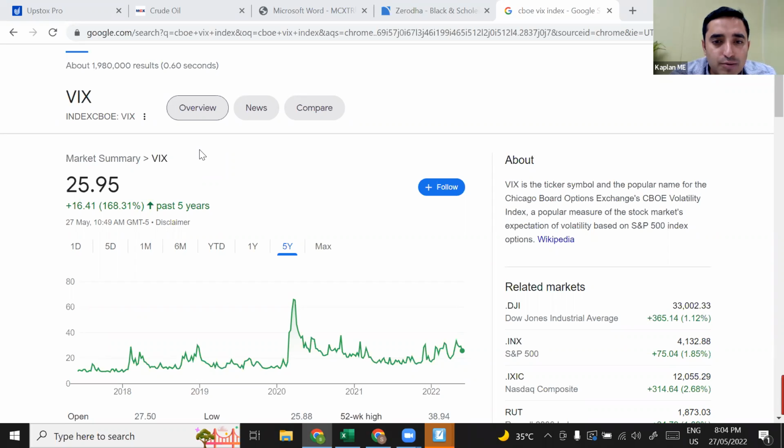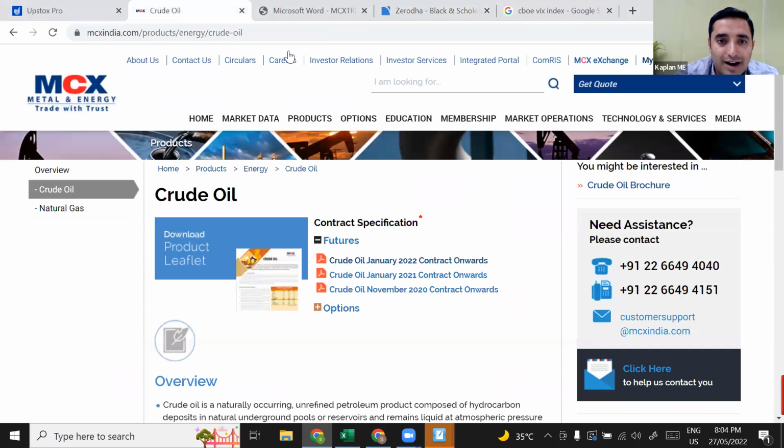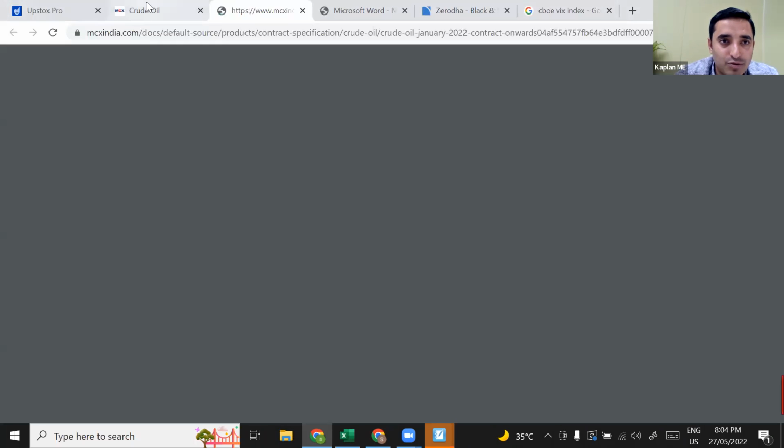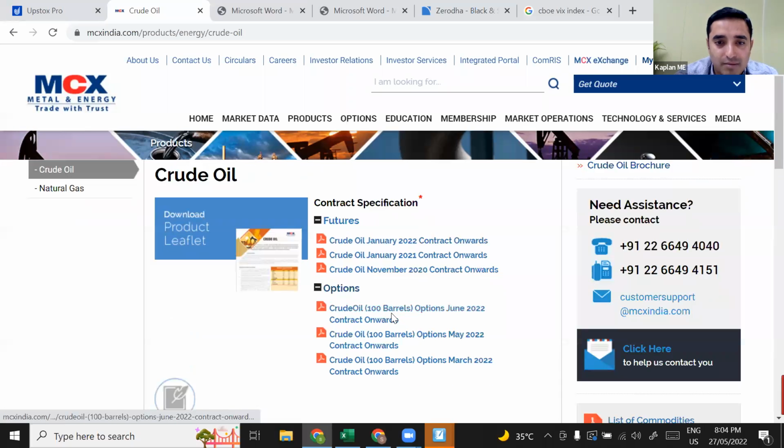Sandeep asks, are these options also in lots of 100? Yes, these options are also in lots of 100, Sandeep. But the premium that you see is basically for 1 barrel. Which means if you want to buy that contract, you have to pay 450 into 100. And that you would also see here, right? Go to the contract notes. If you want to look at option contracts, all these are on 100 barrels.